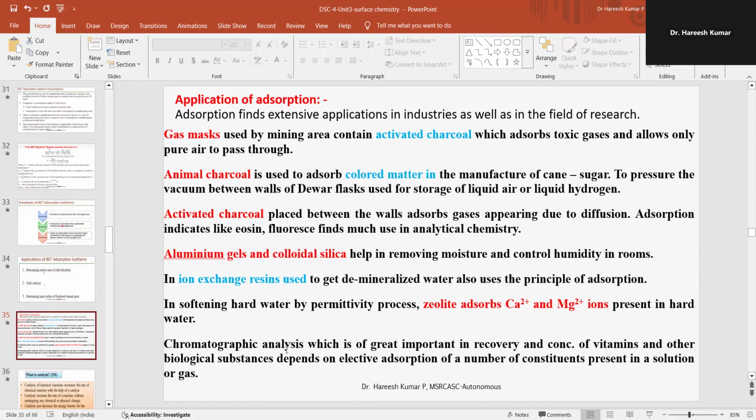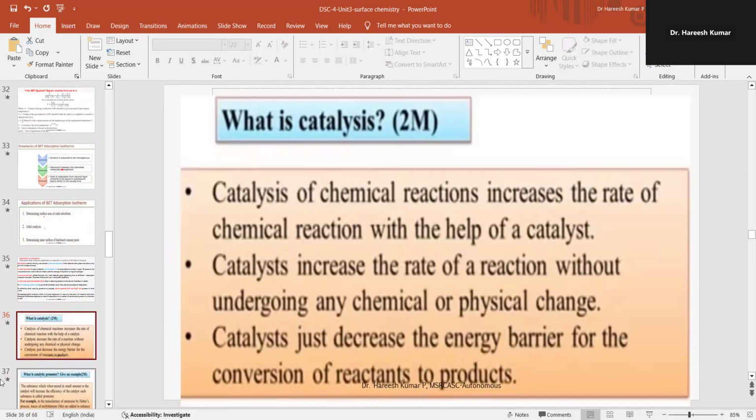Then chromatographic analysis, which is of great importance in the recovery of concentrated vitamins and other biological substances, depends on the selective adsorption of the number of constituents present in the solution or a gas. This is about adsorption. Now onwards, we'll talk about catalysis.